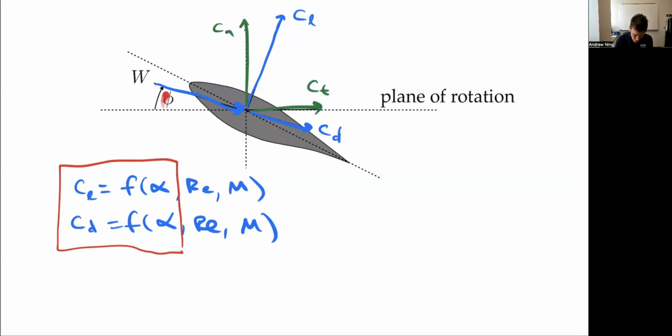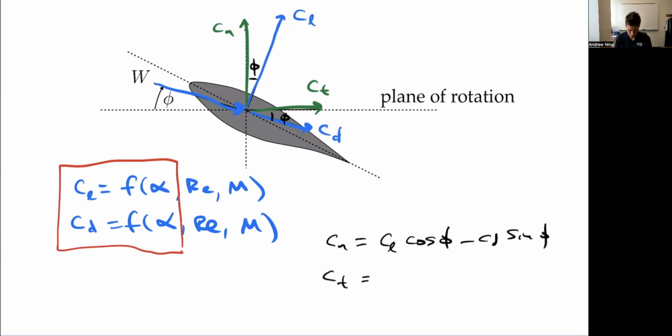Well, if we look at this angle phi, which we defined just before, the inflow angle, you can see that that is the same angle here, same angle here. So this is just a simple coordinate rotation. So it's going to be Cn is Cl cos phi minus Cd sine phi, and Ct is Cl sine phi plus Cd cos phi, right? So we just did that rotation.